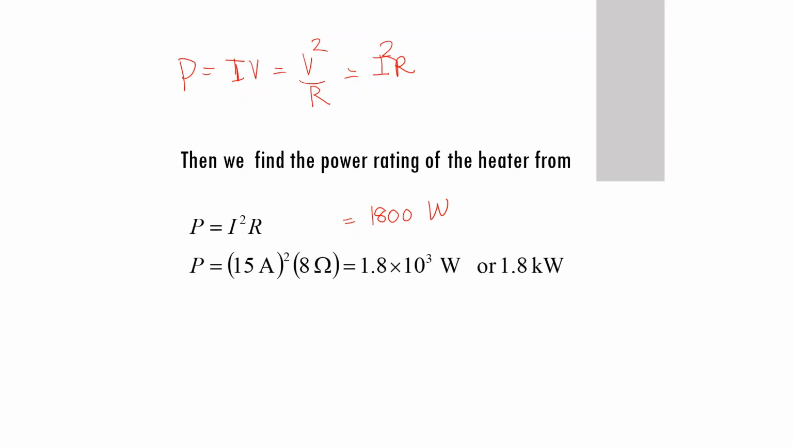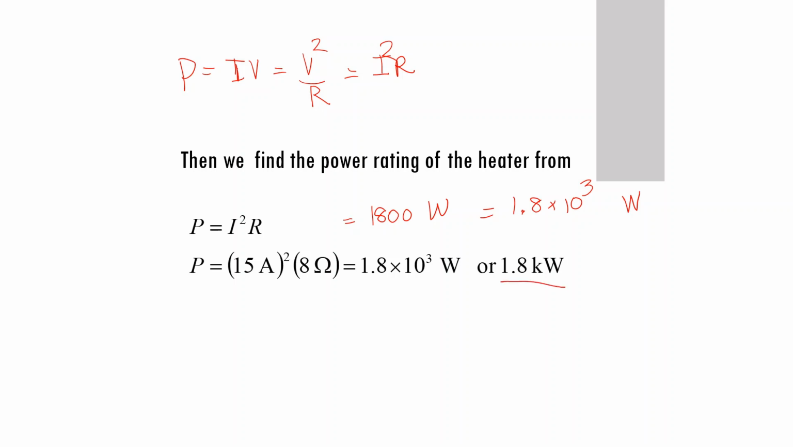Okay, so 1800 watt, I want to change into kilowatt. Kilo means 1000, so I get 1.8 multiplied by 1000 watt. This 1000 watt can be changed to the notation 10 to the 3. So the answer is equal to 1.8 kilowatt.